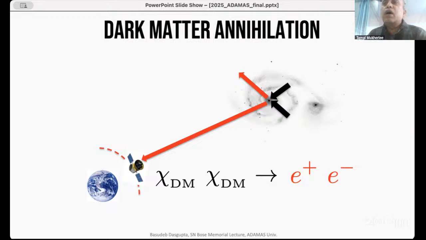So the question is, what do we know about the coupling of dark matter with other fields other than electromagnetic fields? Okay. So the question is, what do we know about the couplings of dark matter with other particles, other than electromagnetic?